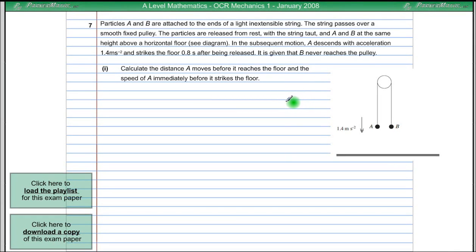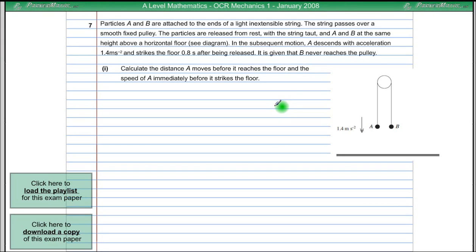Question 7. Particles A and B are attached to the ends of a light inextensible string. The string passes over a smooth fixed pulley. The particles are released from rest with the string taut and A and B at the same height above a horizontal floor. In the subsequent motion, A descends with acceleration 1.4 meters per second squared and strikes the floor 0.8 seconds after being released. It is given that B never reaches the pulley.